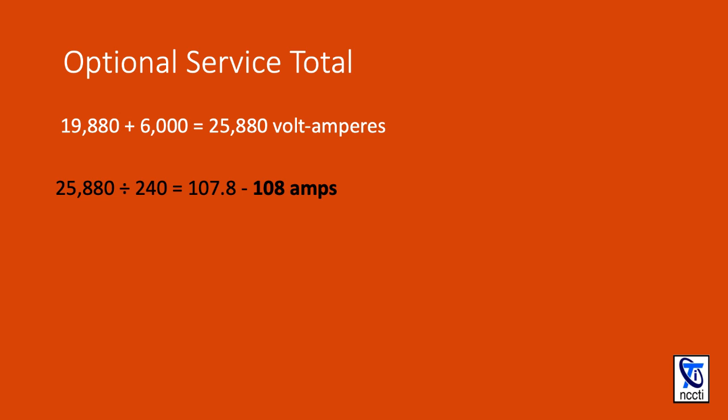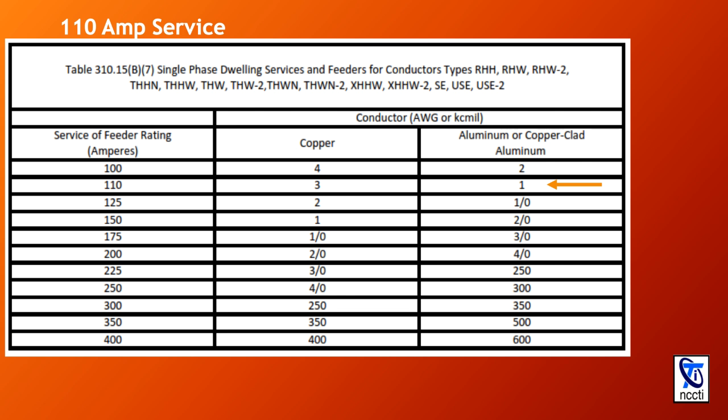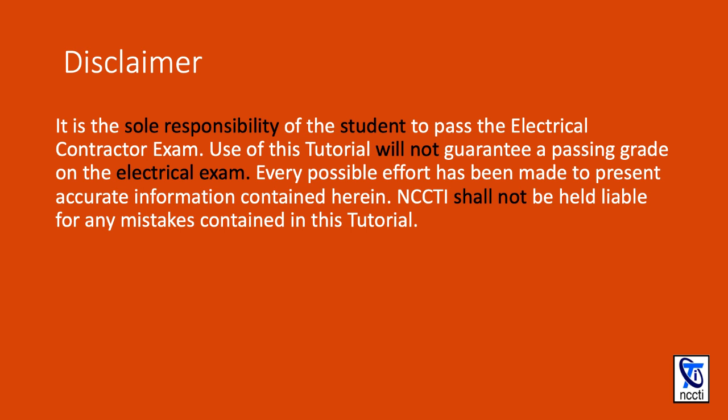That equals 108 amps. Now using Table 310.15(B)(7), our service rating is 110 amps, and we can use number 3 copper or 1-0 aluminum. Make sure that these conductors that we're sizing serve as the main power feeder. If not, then we use Table 310.15(B)(16) to size the conductors. There are some example optional calculations in Annex D. This might come in handy during the examination.